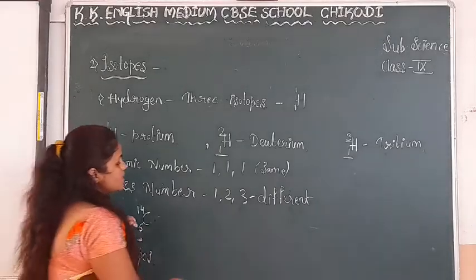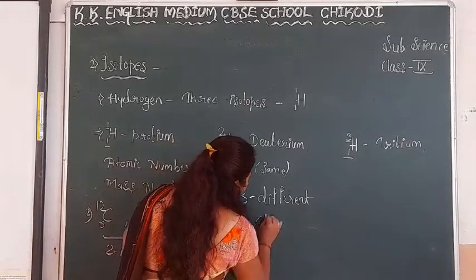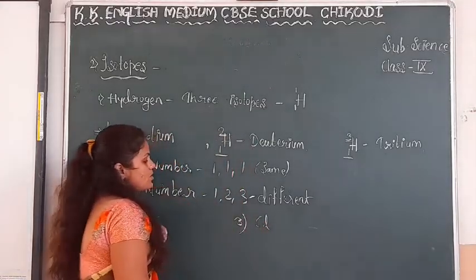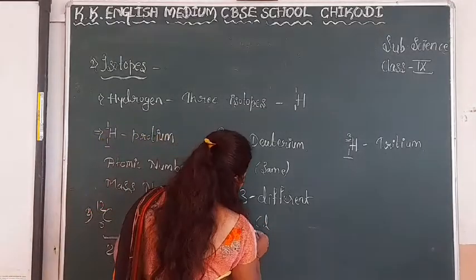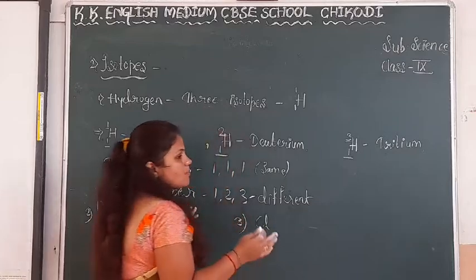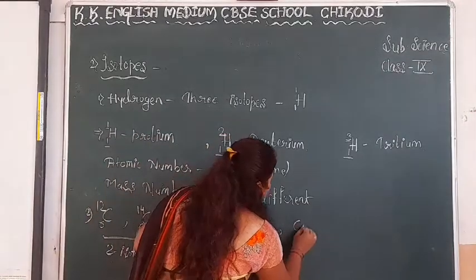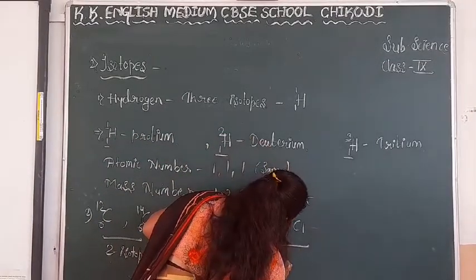Okay, third example about the chlorine. Okay, so chlorine has the same atomic number. Here chlorine also has two isotopes.